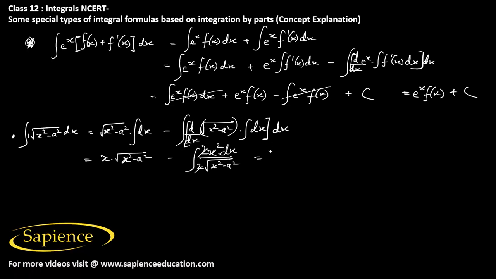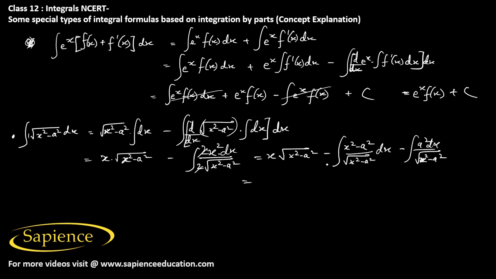Then this we can write as x square root of x square minus a square, then minus integral x square minus a square by square root of x square minus a square dx, and then minus integral a square dx by square root of x square minus a square. Since here we have added a square, actually minus of minus is plus, so then we need to subtract it also.